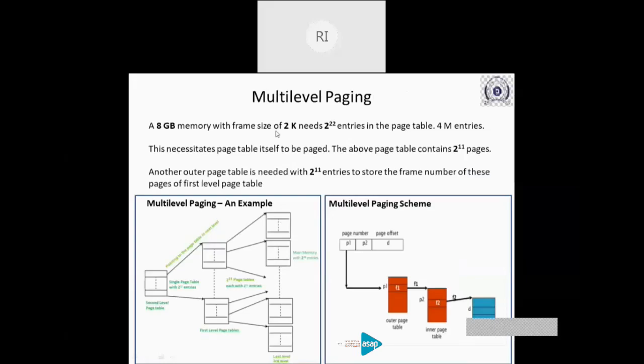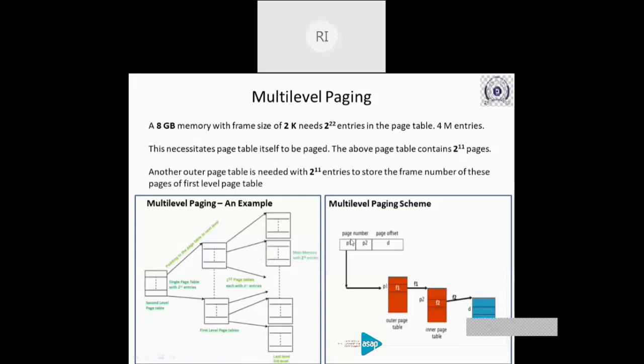In order to keep the frame numbers of these 2^11 pages, we should have another page table, which is the outer page table. This outer page table will keep the frame number of each of the pages of the page table, and these page tables will contain the frame number of the particular instruction in the main memory.